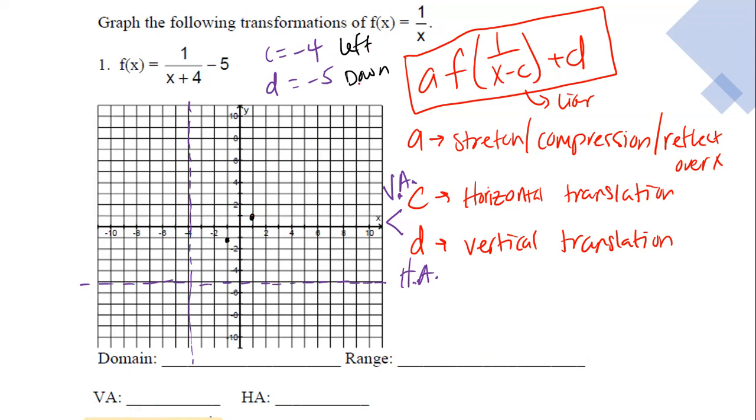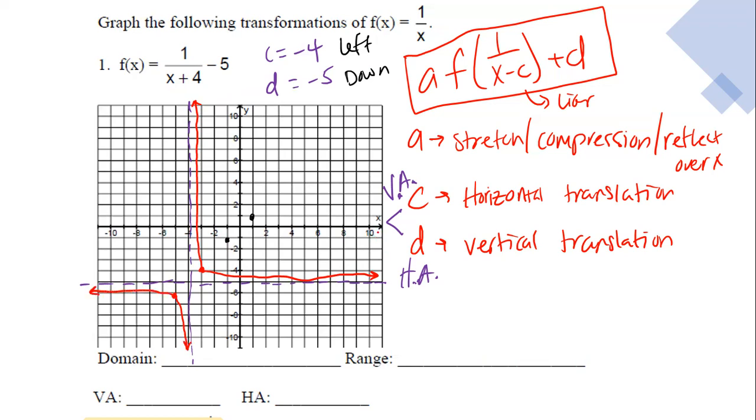So we need to go left and down. So I'm going to go left 4, 1, 2, 3, 4, and down 5, 1, 2, 3, 4, 5. So there's my new point. Same thing here. I'm going to go left 4, 1, 2, 3, 4, and down 5. And I'm here. For the rest of the sketch, you're just going to follow your boundary lines. Pretend that mine didn't do that, because hopefully yours are better. Your boundary line is your asymptotes.